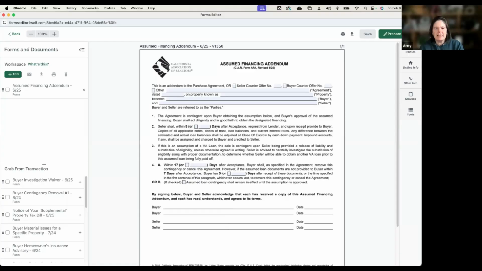Crystal hopped on this morning, and well, technically it was this morning. It's now this afternoon, but it was this morning when you hopped on. So I'm not wrong there. And asked about the assumed financing addendum.